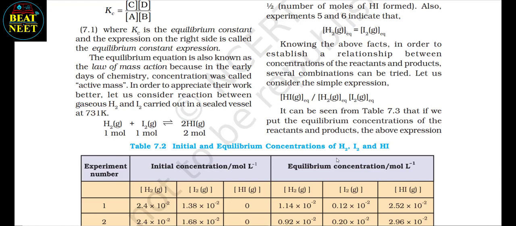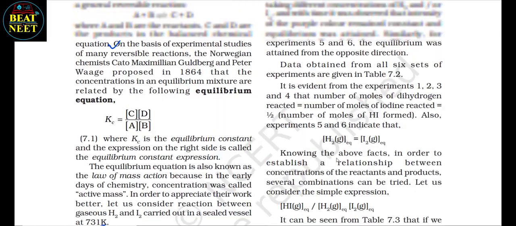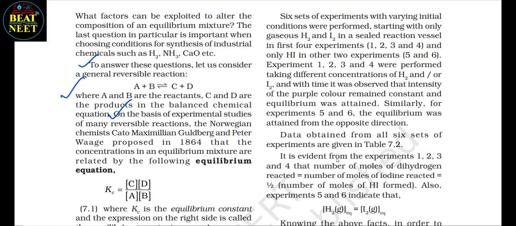Let us consider the reaction between gases H2 and I2 carried out in a sealed vessel at 731 Kelvin. H2 plus I2 gives 2HI: 1 mole of H2 and 1 mole of I2 form 2 moles of HI. 6 sets of experiments with varying initial conditions were performed, starting with only gases H2 and I2 in a sealed reaction vessel in the first 4 experiments and only HI in the other 2 experiments.